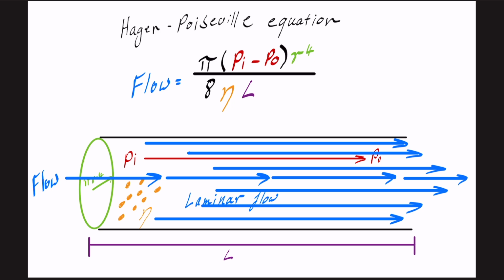In my next video, we'll talk about resistance and hydraulic resistance to blood flow, which is another variable that we need to take into account when we talk about organ-specific blood flow and determinants of blood flow.